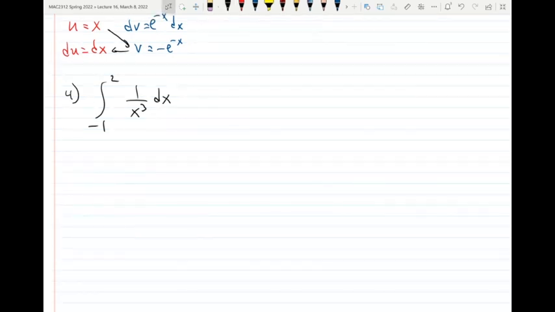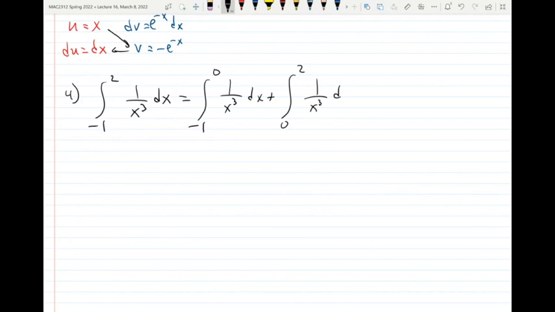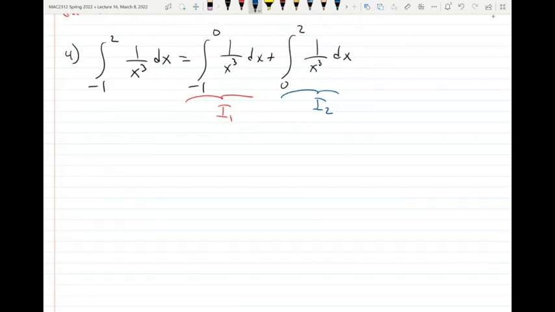Okay, so this is type 2. What is the problem? That's 0. It's 0. So we need to split. From 0 to 2 of 1 over x cubed dx. So we need to analyze these guys. So I1, then I2. I'm going to work with I2 now, just to save time, but you work with whichever you want at the beginning. So I2 is the integral from 0 to 2 of 1 over x cubed dx.